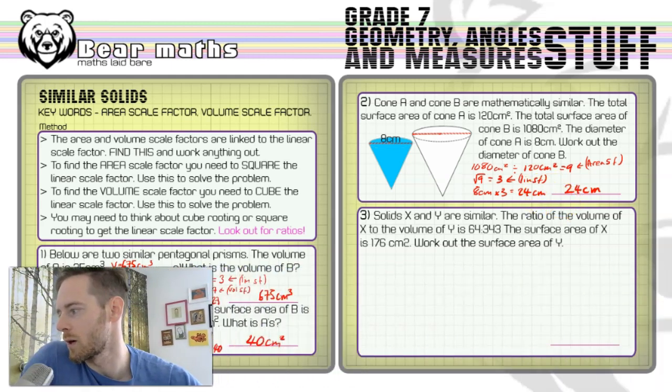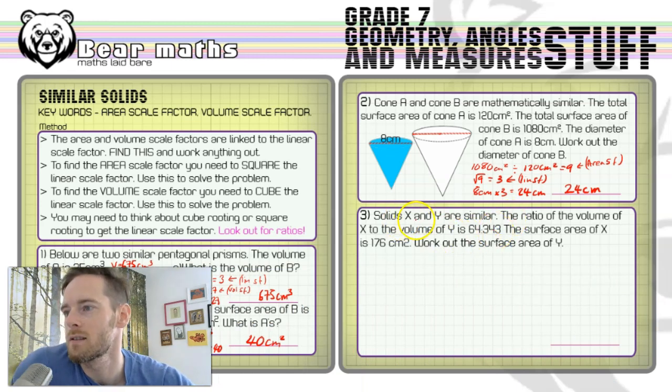So have a look at the third and final question in this video. Solids X and Y are similar. No diagrams in this one. The ratio of the volume of X to the volume of Y is 64 to 343.